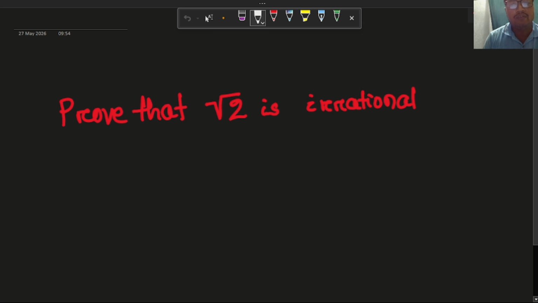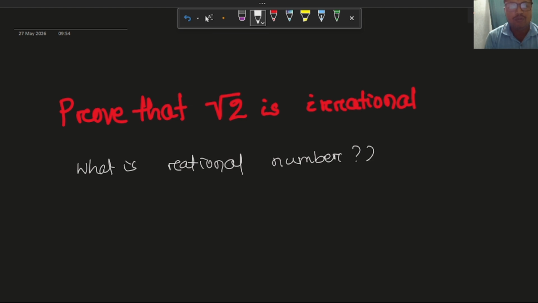So friends, first of all, we have to know what a rational number is. If we don't know what a rational number is, then how can we prove that root 2 is irrational? So, first of all, we want to know what a rational number is. A rational number is a number that can be written in the form of p by q.